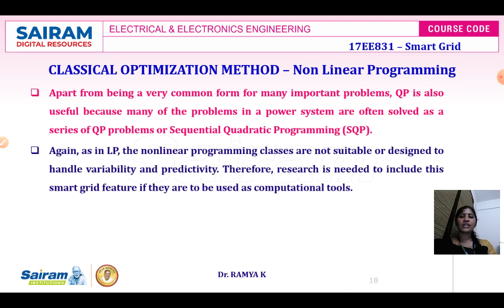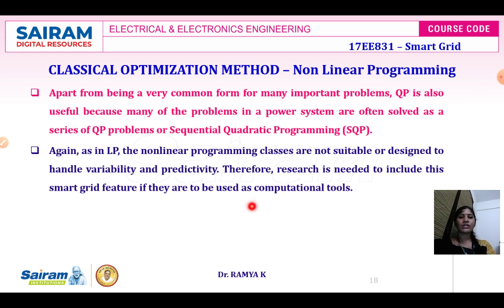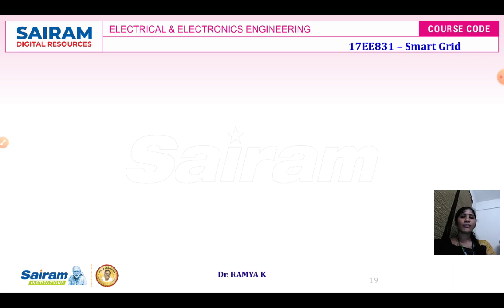Again, as with linear programming, the nonlinear programming classes are not suitable or designed to handle variability and predictivity. Therefore, research is needed to include smart grid features if they are to be used as a computational tool. More work is needed to improve this technique in order to include the special requirements for the smart grid optimization process, which requires adaptiveness, predictivity, and stochasticity in the algorithm.